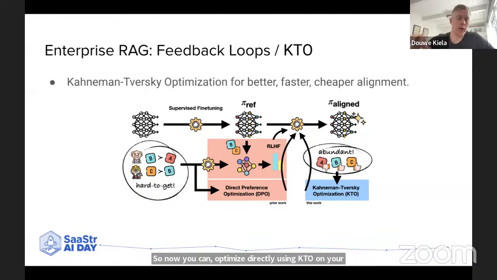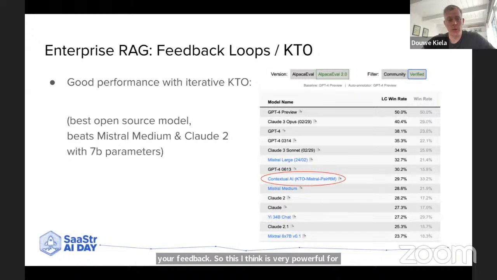So you don't need to go and collect additional pairwise data. You can directly optimize on your feedback. I think this is very powerful for enterprise deployments, and it also turns out to work really well. We open sourced a 7 billion parameter model, so you can play with this yourself. That's been iteratively aligned using KTO, and it actually outperforms models like Mistral Medium and Claude 2 on Alpaca Eval 2. That's pretty impressive for such a small model, and I think really speaks to the potential of having more specialized models that are slightly smaller, but just better at what you want them to do.